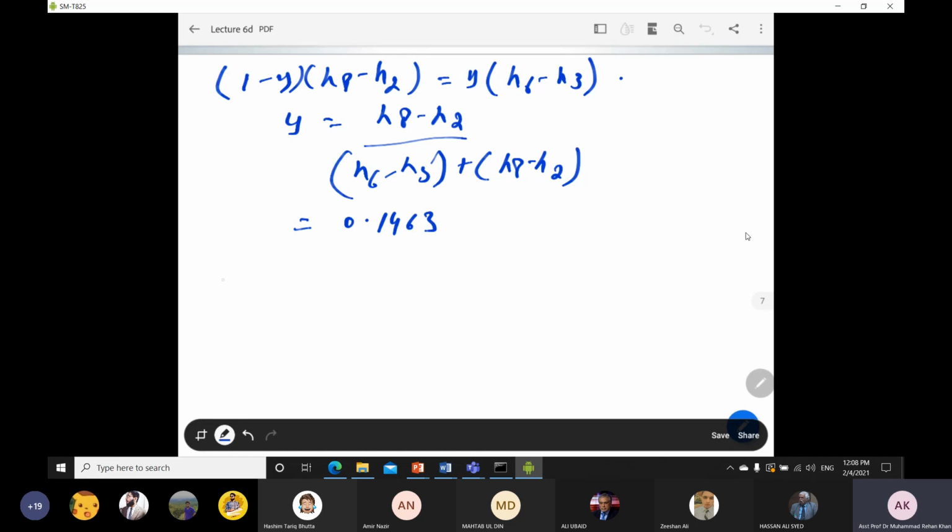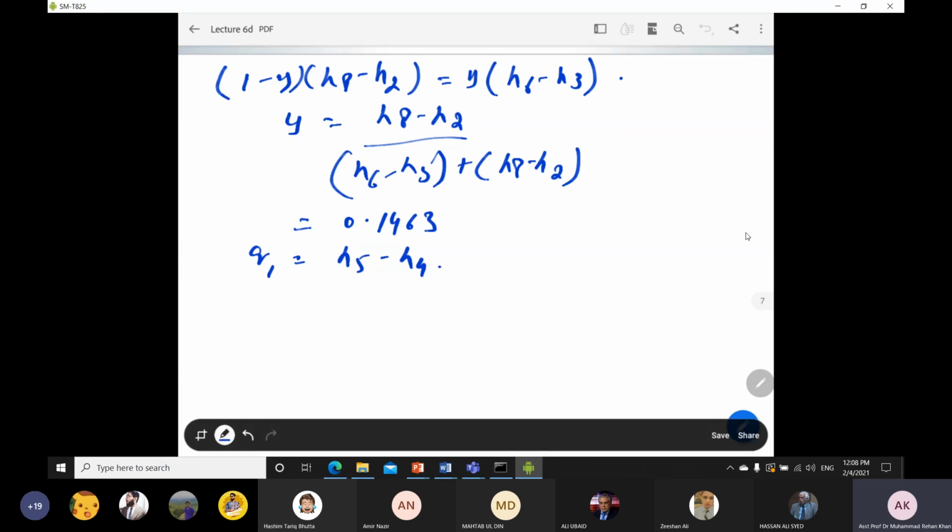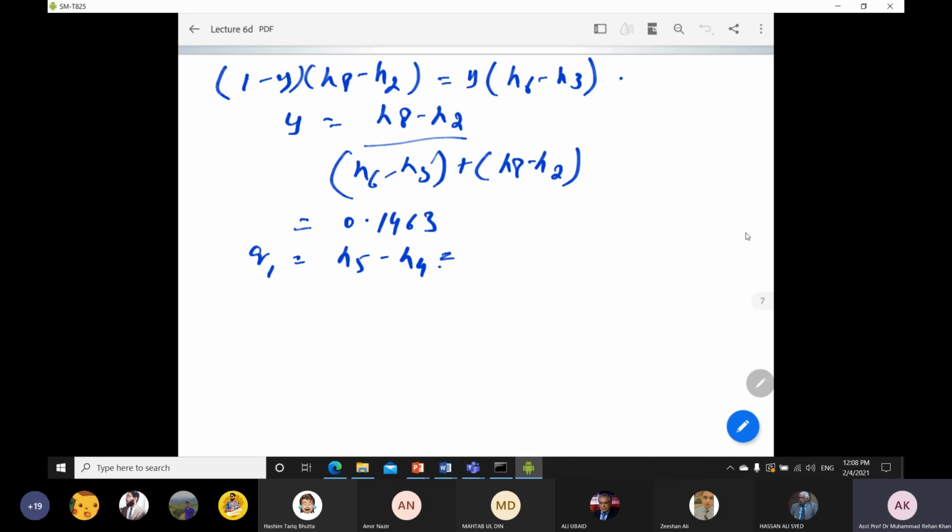So the y fraction is known to us, so our main objective is to find the W net and the thermal efficiency. So we need Q in first. So Q in is H5 minus H4. Okay, so you just correlate with your schematic diagram or T-S diagram. So H5 is known to you, H4 is known to you, so you can just plug in these values.